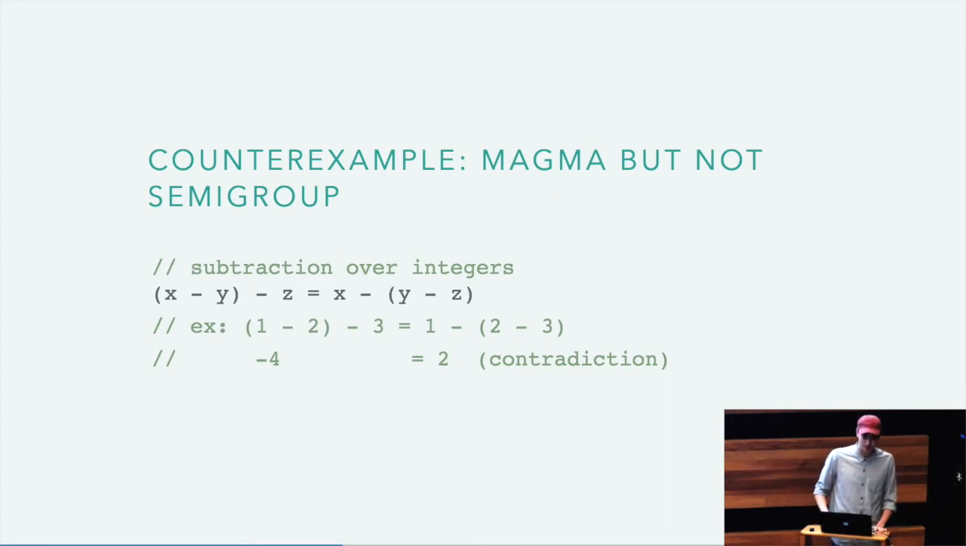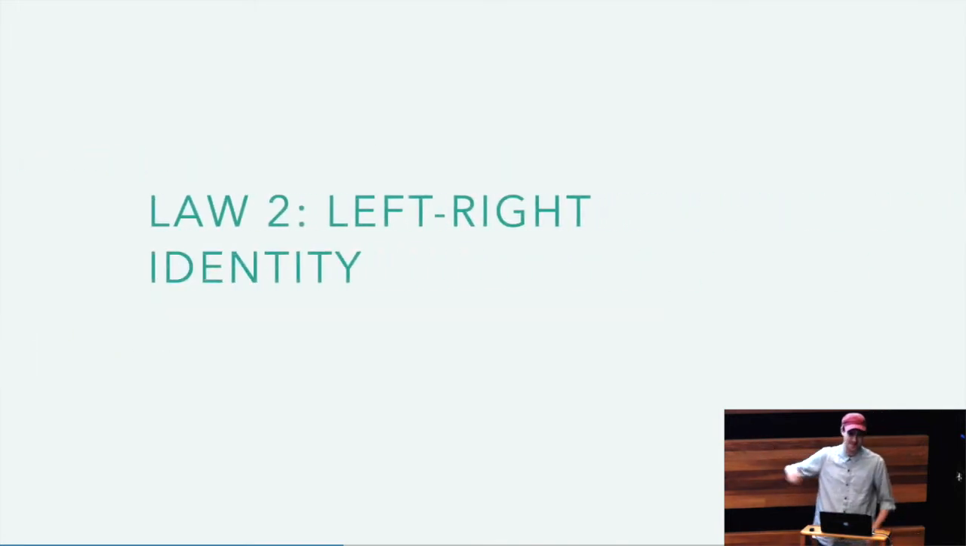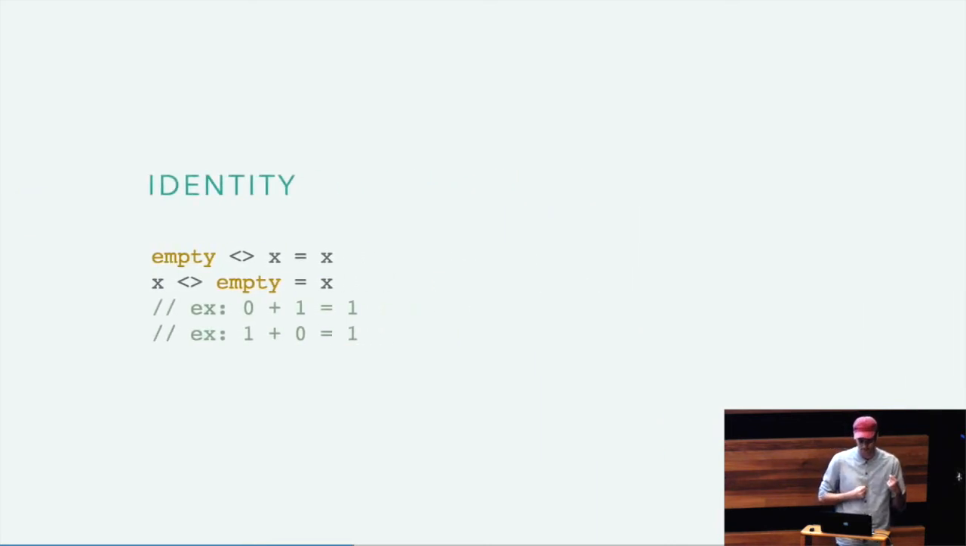All right, but there are more laws. We don't have to stop there. There's this, I don't know the proper name for this, so excuse me, but I call it the left-right identity law. What this says is that if I have some empty element and I combine it on the left with any element x, I get back x. If I take this empty element and I combine it on the right, I get back x, right? So it's as if I had not combined anything at all. And if we plug in 0 and 1, then we can show that 0 behaves like this empty in this way, because adding 0 on the left or the right still results in 1, okay?